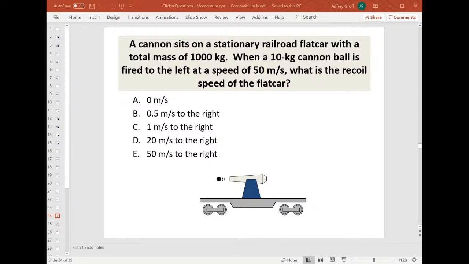Wow, we got 50-50 right now on the poll. 50-50. All right. I'll give you another 30 seconds.